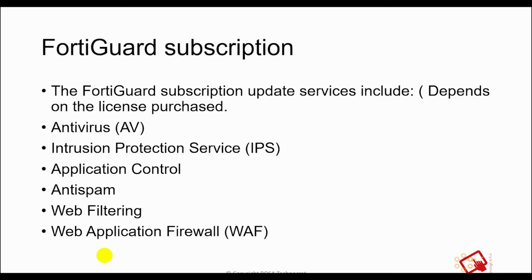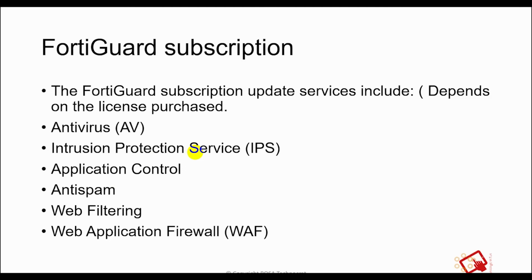So what are the different things that are included as part of Fortiguard subscription services? Fortiguard subscription contains antivirus, intrusion protection service, application control, anti-spam, web filtering, web application firewall. This all depends on what license you have. You may have an antivirus license, you may have a web filtering license, you may not have an anti-spam license. It depends on what license is procured by your organization or for your firewall. Depending on the license, the Fortigate communicates with the Fortiguard servers and gets the updates for everything.